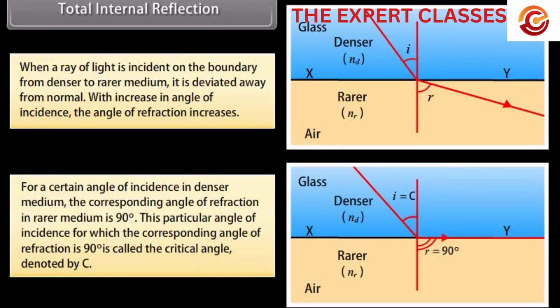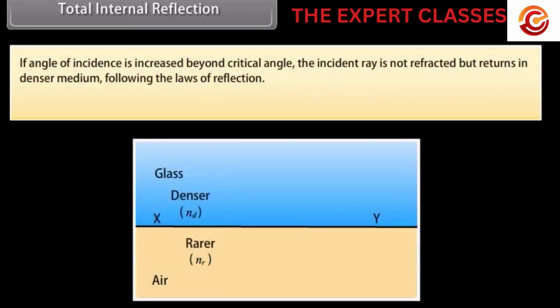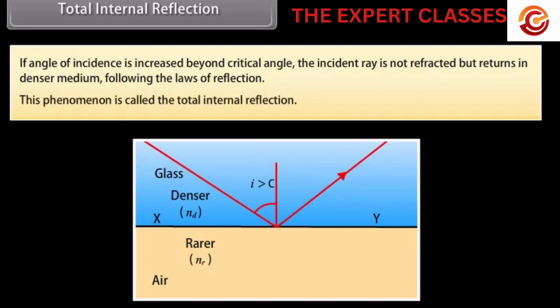This particular angle of incidence, for which the corresponding angle of refraction is 90 degrees, is called the critical angle, denoted by C. If the angle of incidence is increased beyond the critical angle, the incident ray is not refracted but returns in denser medium following the laws of reflection. This phenomenon is called the total internal reflection.